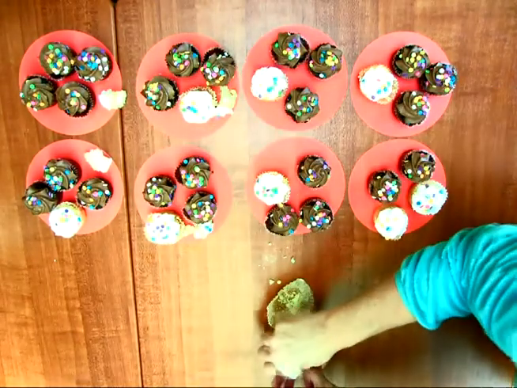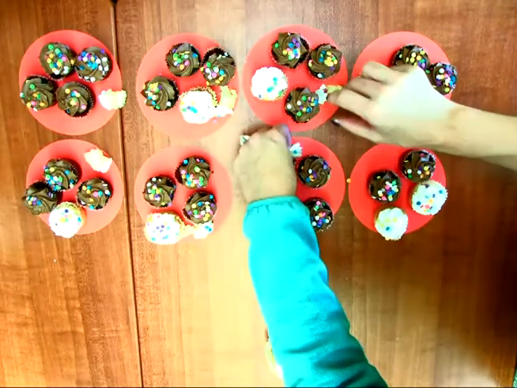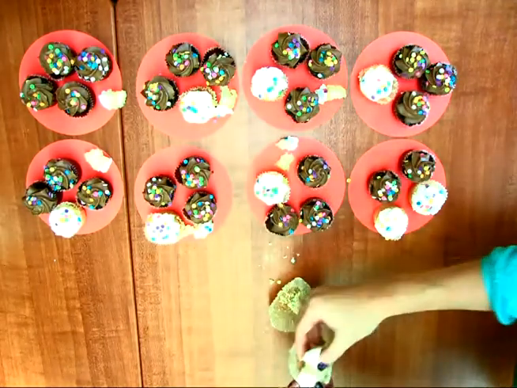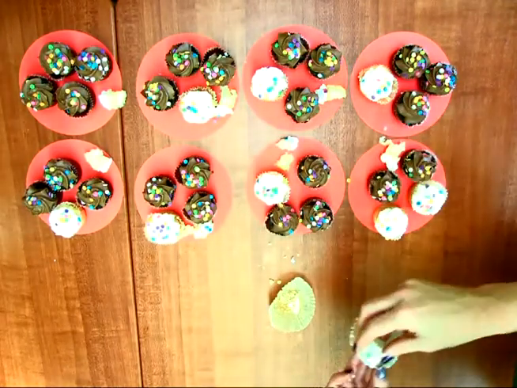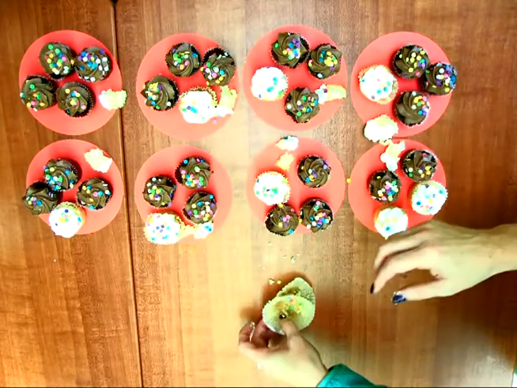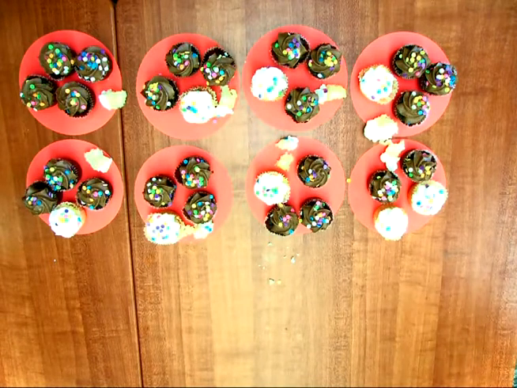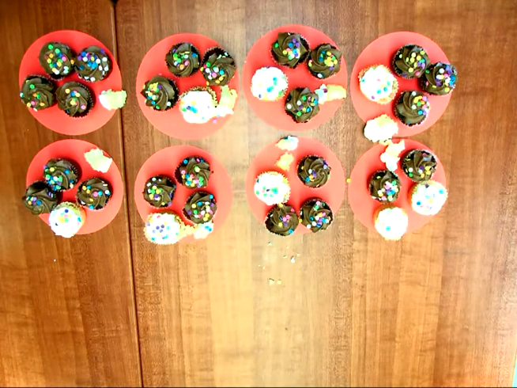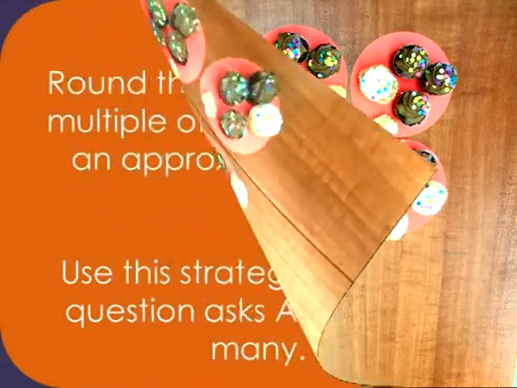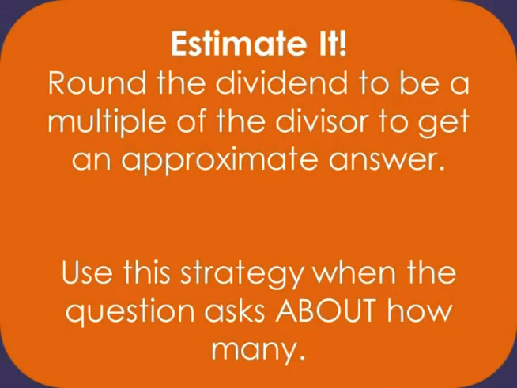Our answer to the question is that each person will get 4 1/4 cupcakes. Note, some students might choose to divide each cupcake into 8 pieces for the friends. This is another good strategy that will require students to add 2 8ths for each person to get the same answer. Each person gets 4 1/4 cupcakes. In the share it strategy, you want to include the remainder as a fraction in your answer. The final strategy we are going to look at is estimate it.